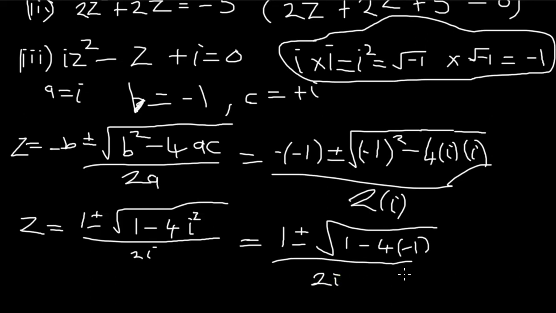So this one can also be simplified further to be 1 plus or minus the root of 1. Then we say 1 minus, this -4 times -1, you get a +4 over 2i.